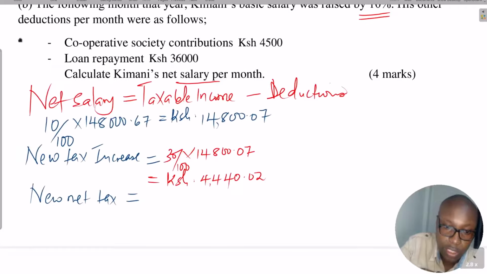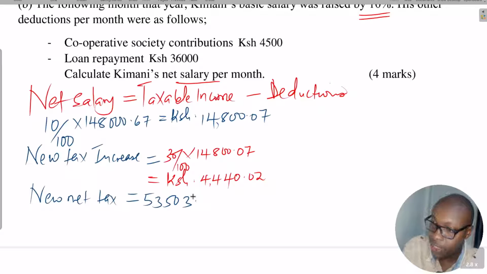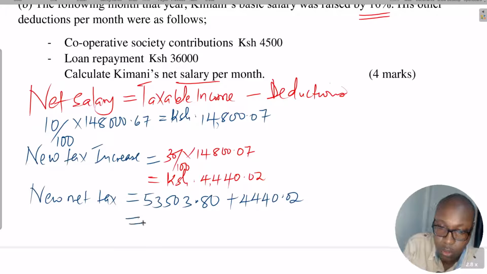So we have 53,543. It was 53,543 and 80 cents. Then after the increase, this is the tax increase, 44,002. So now this will give us the new figure that will increase.